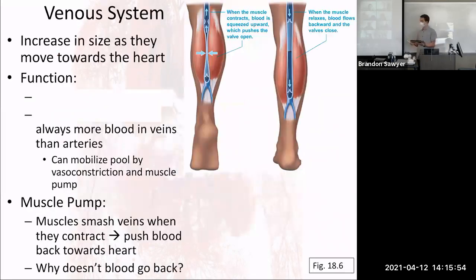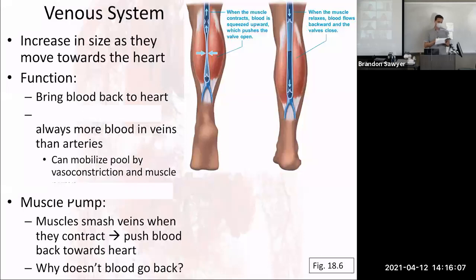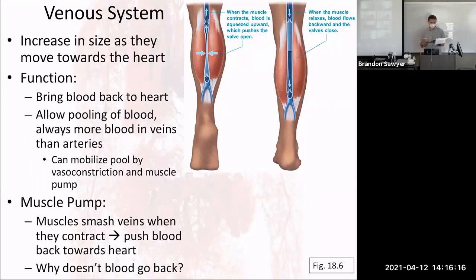Okay, so lastly to the venous system. These increase in size as they move towards the heart, right? Which is really the same as the arteries. It's just the fact that the blood is flowing a different way, right? It's flowing towards the heart in veins instead of away from the heart, okay? So the function of these is number 1, to get blood back to the heart. And number 2, allow for kind of this blood pooling or this blood reservoir for us, okay?